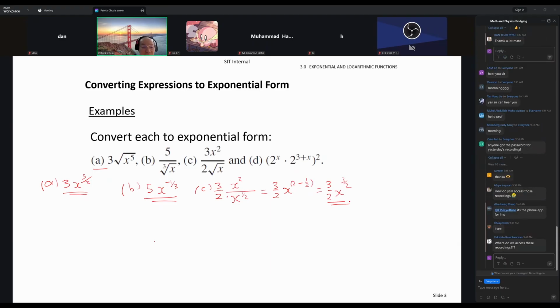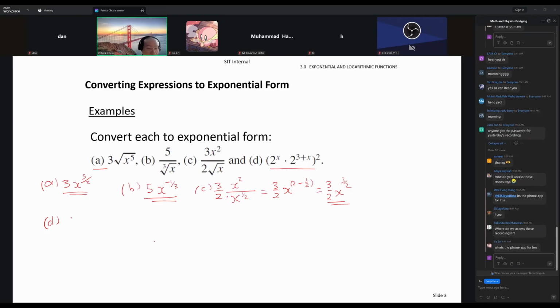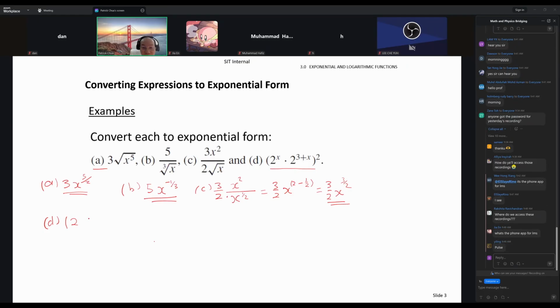So A, B, C, and now D: you have 2 to the power x times (2 to the power 3 plus x), squared. For D, you can rewrite that applying what we have just refreshed. You can add x and 3 plus x together, so it will be 2 to the power of x plus 3 plus x.